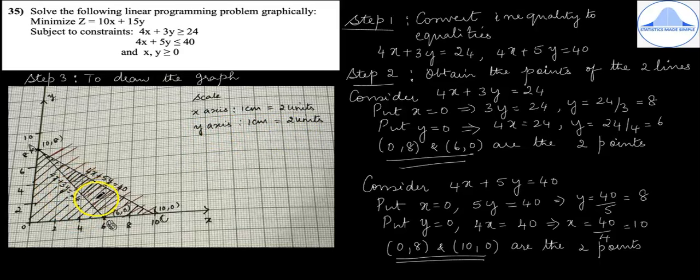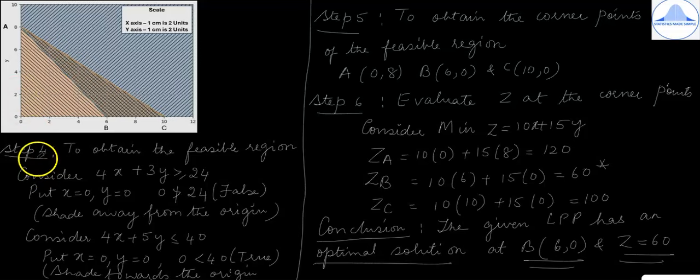Now the fourth step is to find the feasible region. I'll be explaining it in the next slide, but this I have solved on a graph. So step 4 is to obtain the feasible region. The above graph is similar to the graph which I have drawn on the graph sheet, but this I have generated on an Excel sheet.